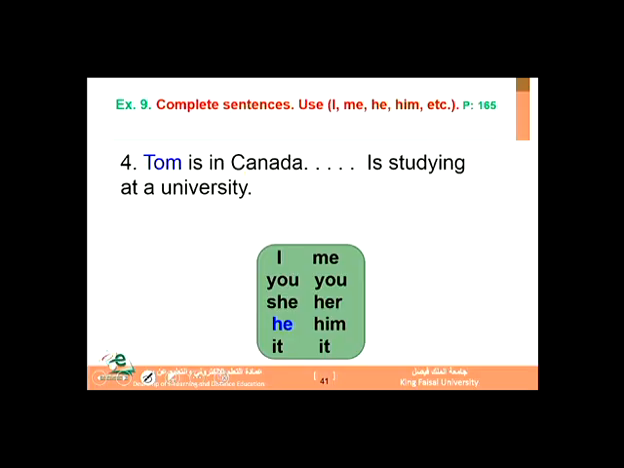Okay. Tom is in Canada, is studying at a university. This is the name we are talking about. And this is a name of a male person. Tom. So if I use he, it refers back to Tom. He. So this is the pronoun we are going to use, which is a subject pronoun, he.